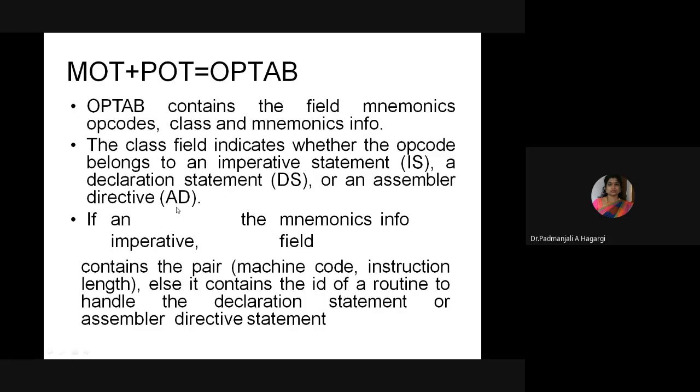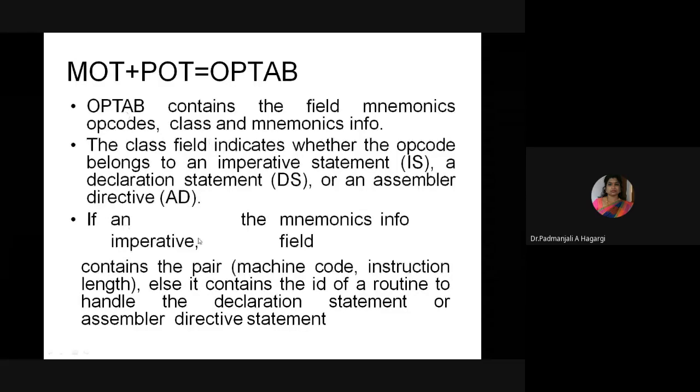like start, end, EQU, or something like origin or LTORG, meaning literal origin. So such types of statements we need to identify; the assembler does. It identifies which type that particular statement is, which class that particular type of opcode belongs to, whether imperative, declarative, or assembler directive.